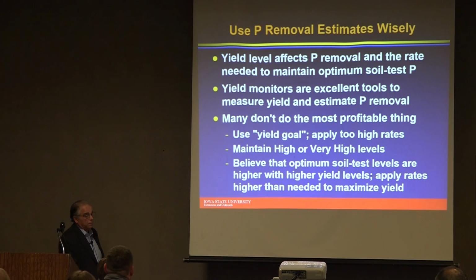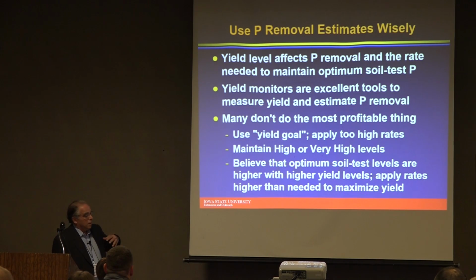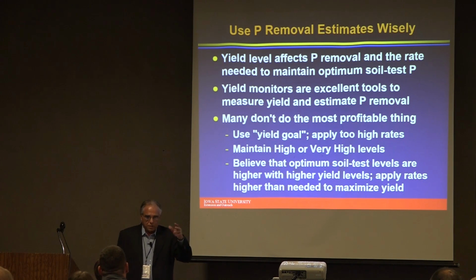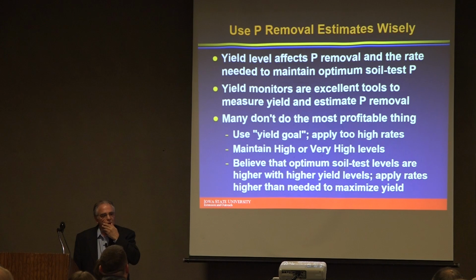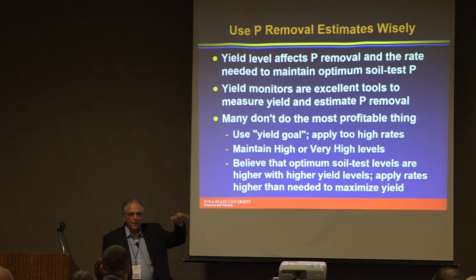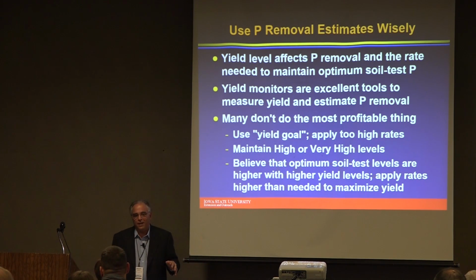Then many of them, of course, some consultants, co-ops, and farmers, believe that they really need to maintain high or very high soil-test levels, and they keep applying removal-based rates, even when they're using variable rate and GPS. Many also believe that optimum soil-test ppm, as we show in our recommendations, should be higher for high yield levels, and it's not. At least for the yield levels we have now, it's not.